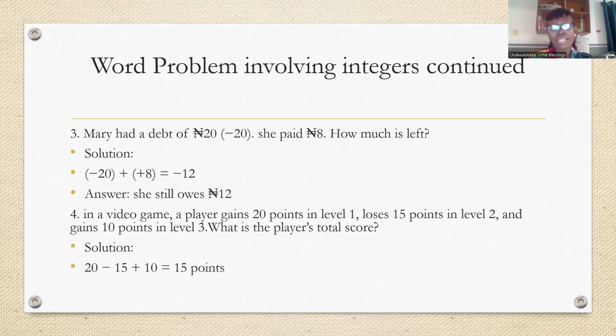Number 3, Mary had a debt of minus 20. She paid 8 naira. She had a debt of 20 naira, that's minus 20. She paid 8 naira, that's plus 8. How much is left? Look at the solution. Minus 20 plus 8 gives us minus 12. The answer is that she's still owing 12 naira. Is there any confusion in this? I think it's clear enough. Let us get to number 4. Can someone read number 4?